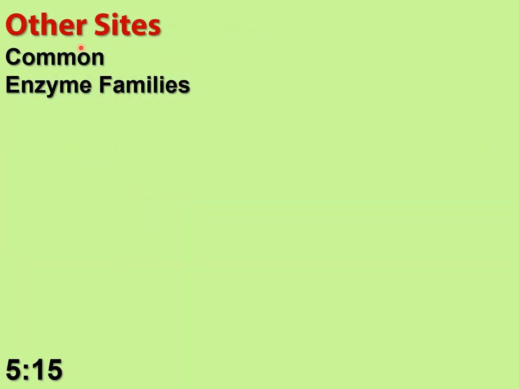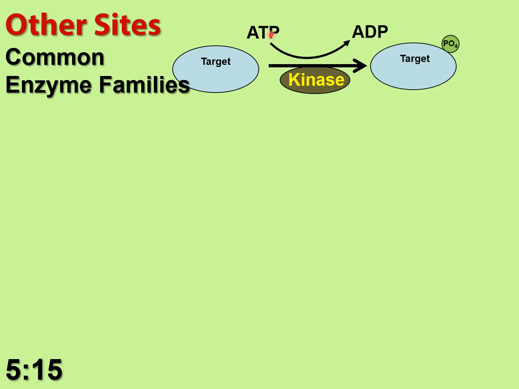Common enzyme families include those receptor enzymes that I showed you earlier that make a cyclic second messenger. I just showed you the kinases, and I have a little animation for you. What a kinase will do is interact with a target, usually a target protein. It'll use ATP, transfer that gamma phosphate off the ATP, so we're left with ADP. And now we have a phosphorylated target, which has a changed shape.